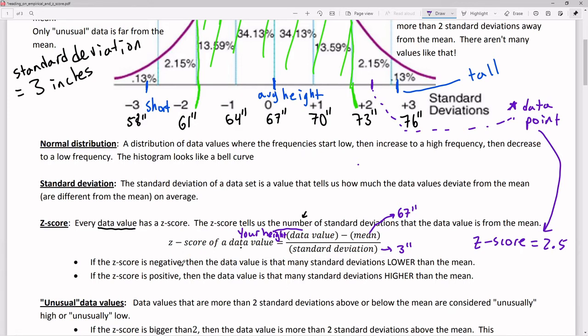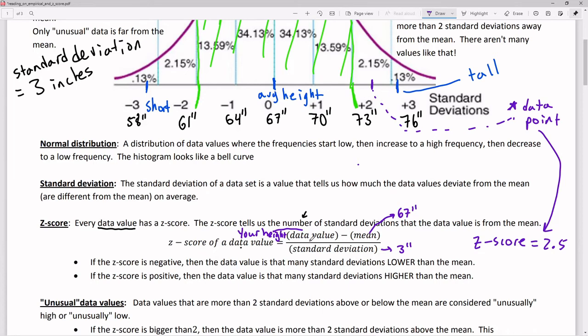Now there's a little note here you've got to think about. If you get a negative number, it means go left. Your height is to the left of the average. If you get a positive, it means go right. So it's the z-score: how many standard deviation jumps are you from the middle?